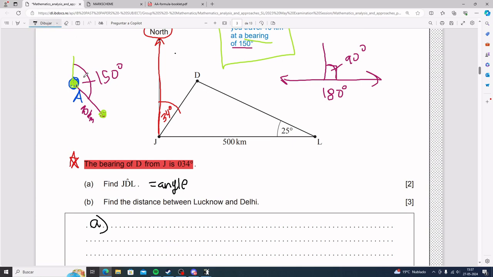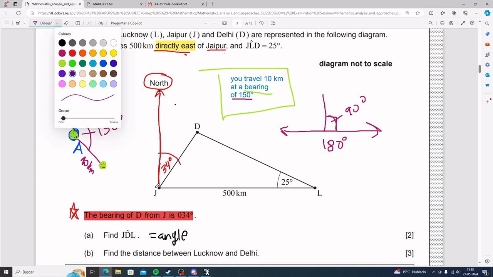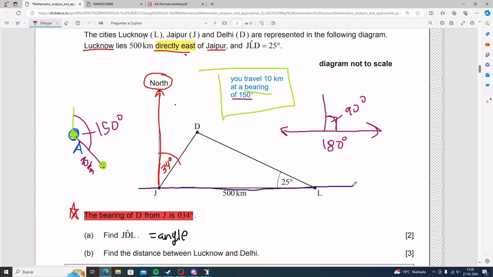And the IB, if there's one thing that's nice about it, there's not a lot of things that are nice, but the one thing that is nice about IB math is that if they give you something, you have to use it. And so this bearing that they gave us, why is this such a big hint? It's a very big hint because this angle here that you found of 34, combined with the information that Lucknow lies directly east of Jaipur, means that this line that I'm putting in purple is a straight line.